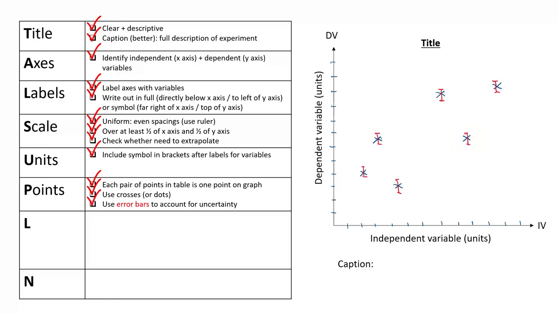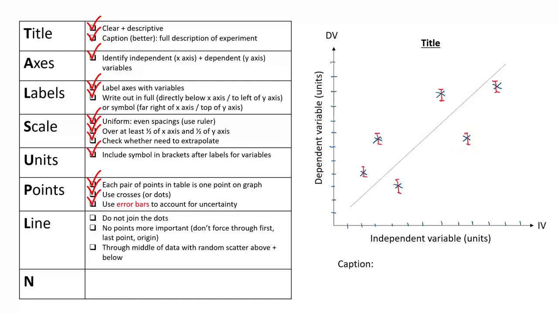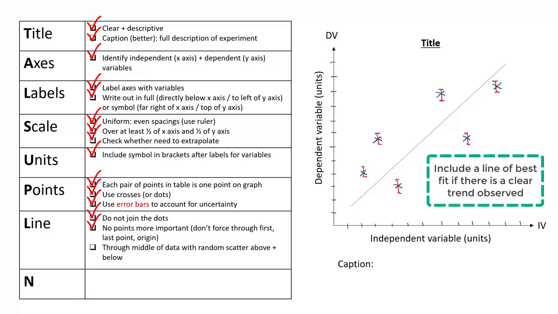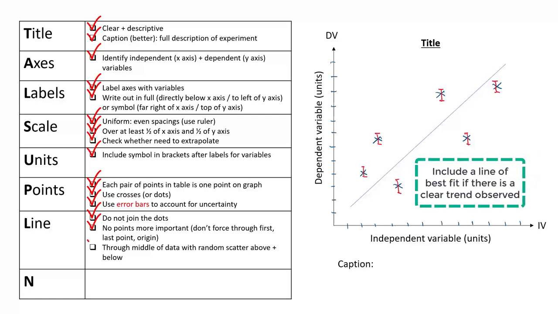After plotting the points, we then draw a line or curve of best fit. Unlike primary school, we aren't joining the dots and no points are more important than others, so don't force the line to go through the first or last point or the origin or any other specific point. A line or curve of best fit should go through the middle of the data with a random scatter above and below the line, and we use this to interpret trends and relationships in the data.